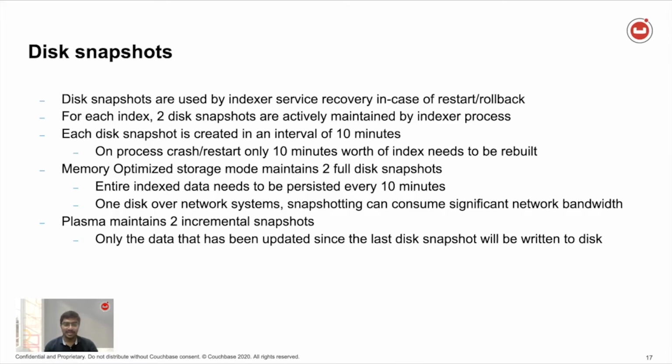The indexer manages disk snapshots differently for different storage modes. With memory optimized storage mode, the indexer maintains two full disk snapshots. That means that the entire index data of all the indexes needs to be persisted every 10 minutes. So if there are 10 indexes on a node and the cumulative size of all the indexes is 100 gigabytes, then every 10 minutes, the entire 100 gigabytes will be written to disk.